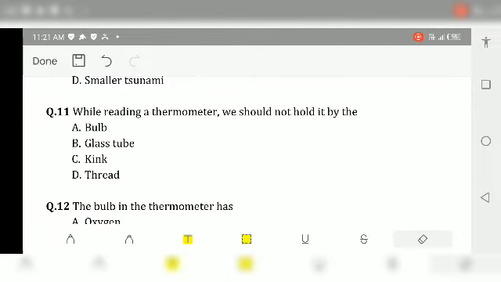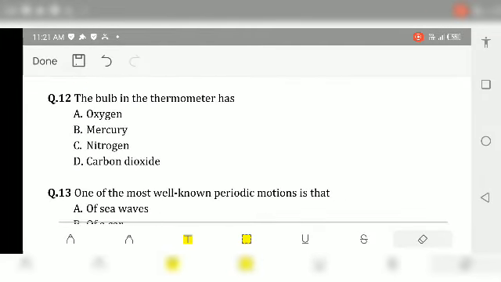Next question is: while reading a thermometer, we should not hold it by the. Four options given. The correct option is option A. While reading a thermometer, we should not hold it by the bulb. Next question: the bulb in the thermometer has oxygen, mercury, nitrogen, carbon dioxide. The correct option is option B, mercury.